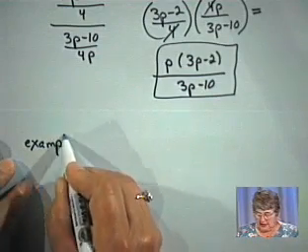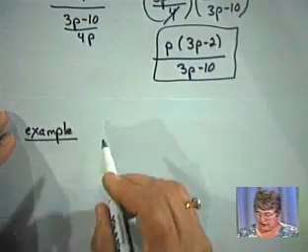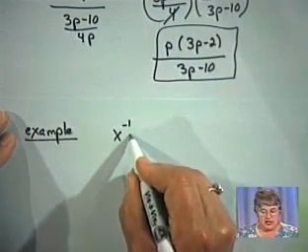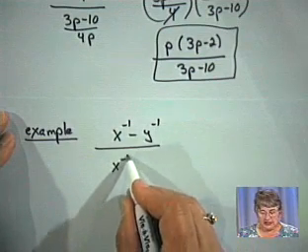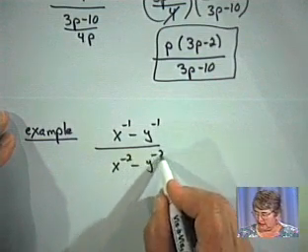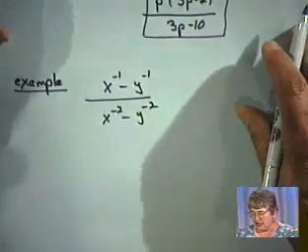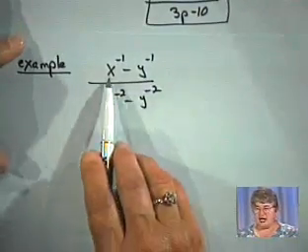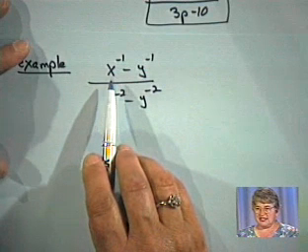This one will be something that doesn't look like a complex fraction. x to the negative 1 minus y to the negative 1, over x to the negative 2 minus y to the negative 2. Negative exponents. You know what to do with those. So if you first write the exponents as positive exponents, then it might give you a clue as to what you need to do.